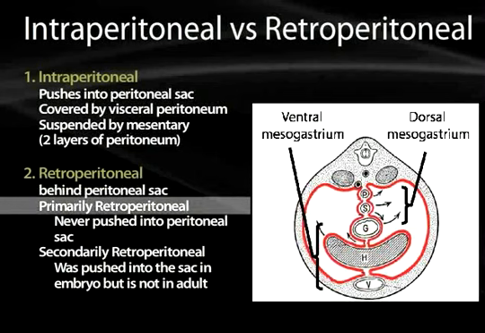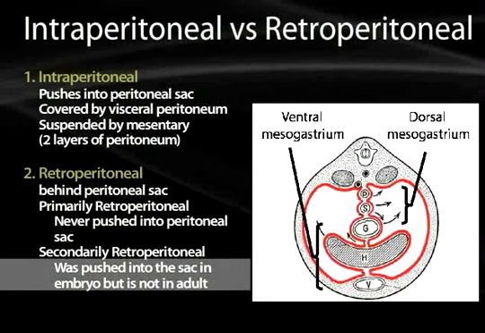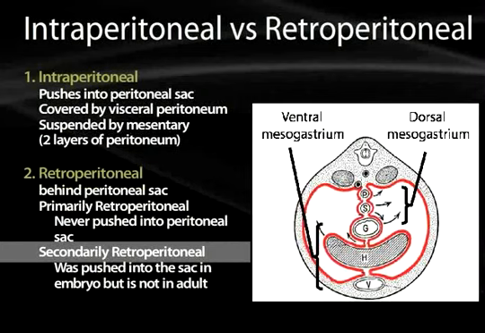If you're primarily retroperitoneal, like the kidneys and the aorta, then you've never grown into this peritoneal sac outlined in red. But if you did grow into it, and then later on in adult life you'll anchor down using a fusion fascia, that means that you're going to be secondarily retroperitoneal.